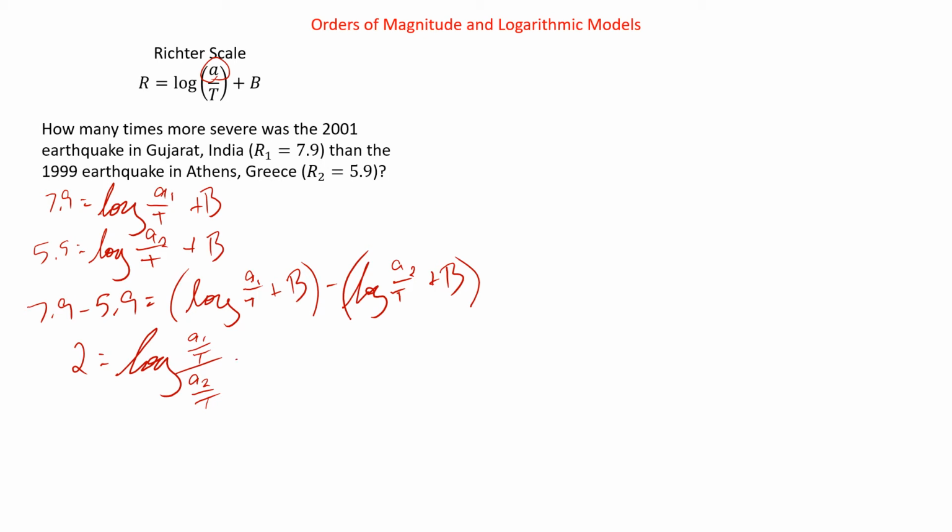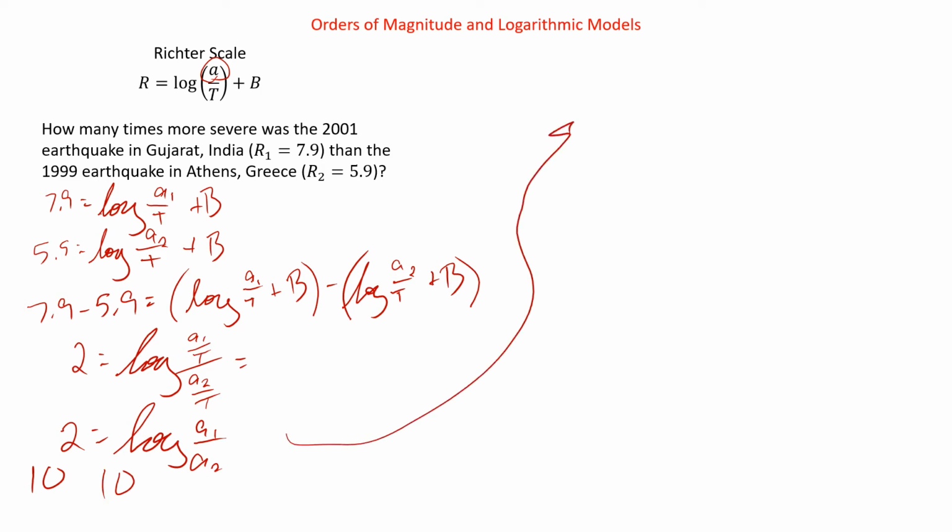When we divide, we can flip and multiply. So we get 2 equals log of A1 over A2. So that's why we would subtract here. It's because those other things will go away. Now we could solve this. So we can go 10 to the power, 10 to the power. So we get 100 equals A1 over A2.